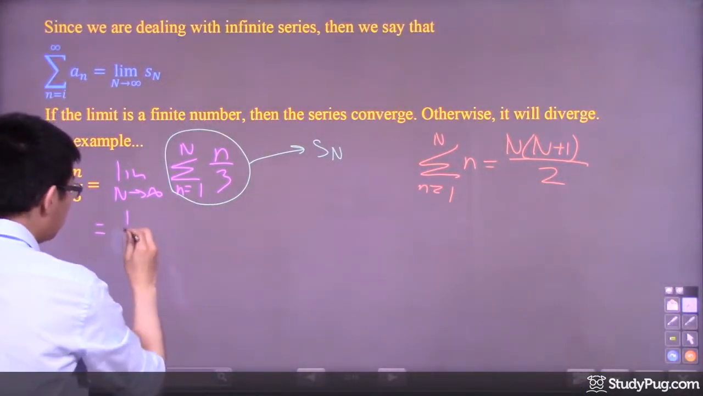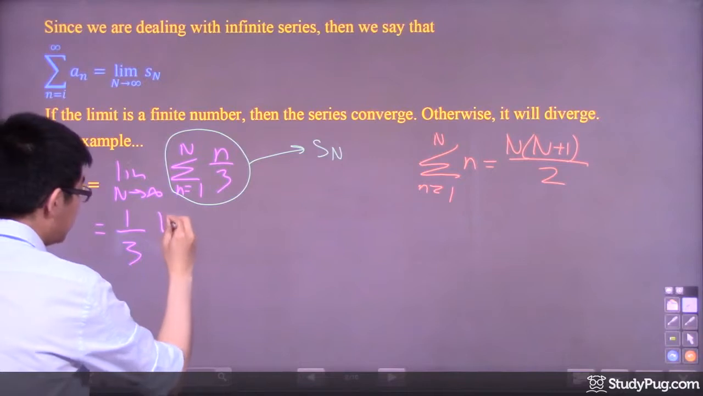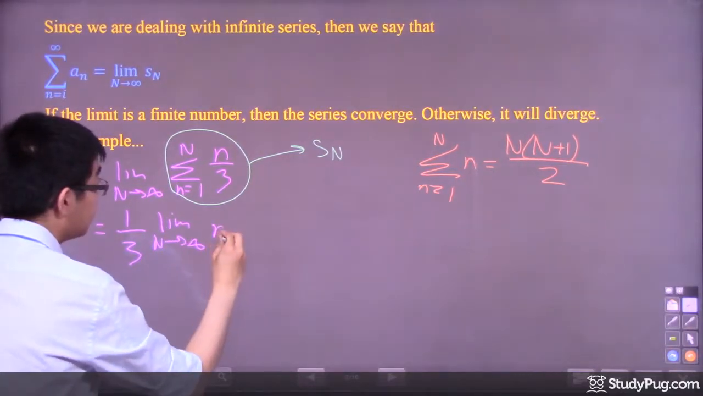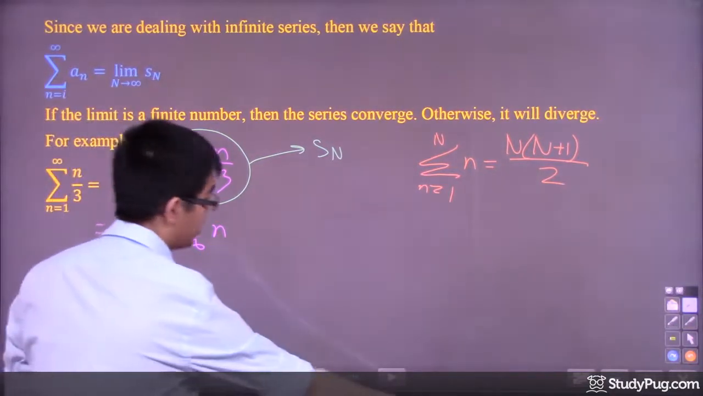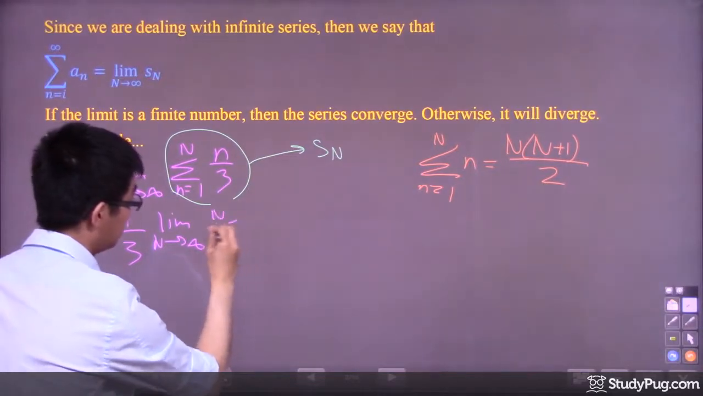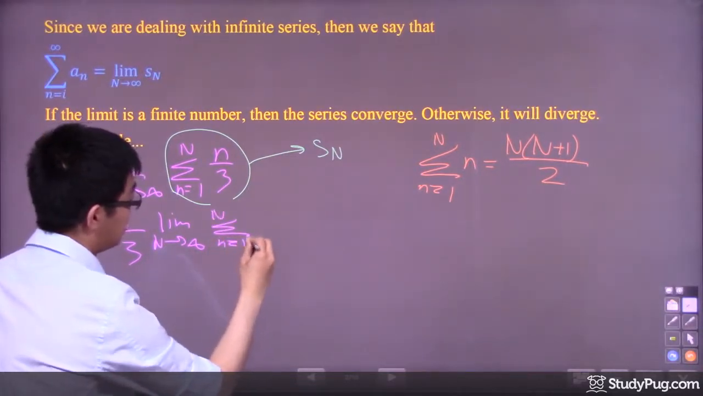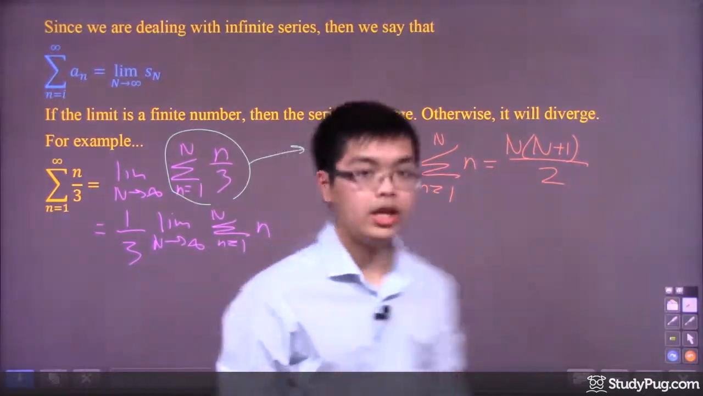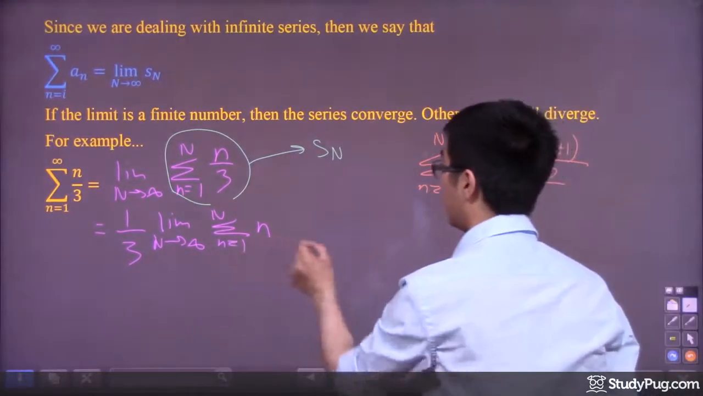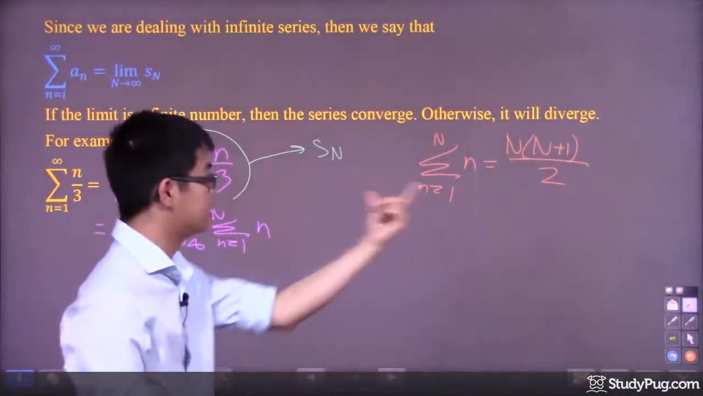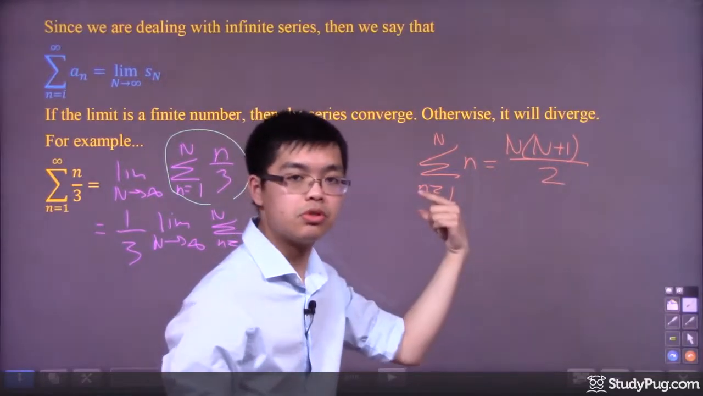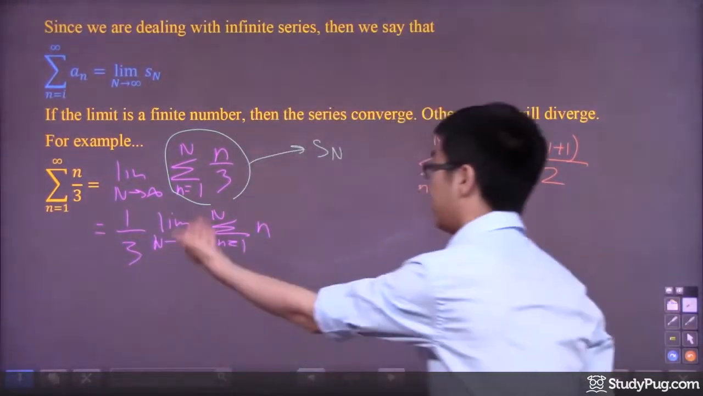So this is what I'm going to get: 1 over 3, the limit as n goes to infinity of n. And you're like, wait, hold on a second, I need to use the series, I can't just say n. So you say the series n equals 1 to big N of n. And now I can directly use this formula and say that this thing right here is equal to n times n plus 1 divided by 2. So I'm just going to substitute it right into my question.